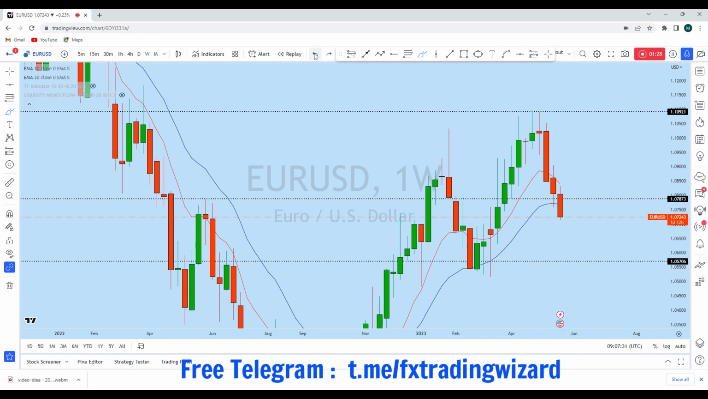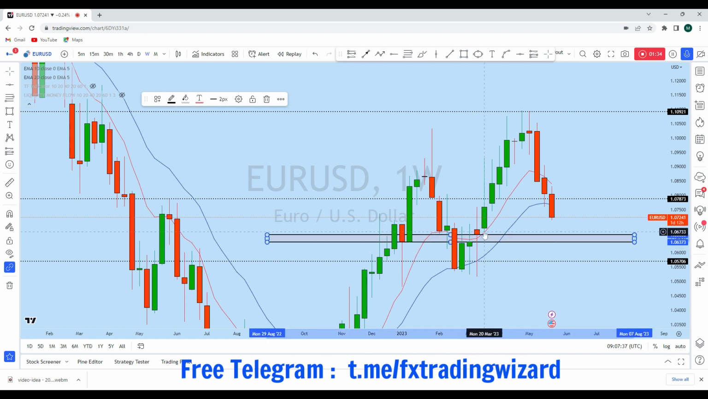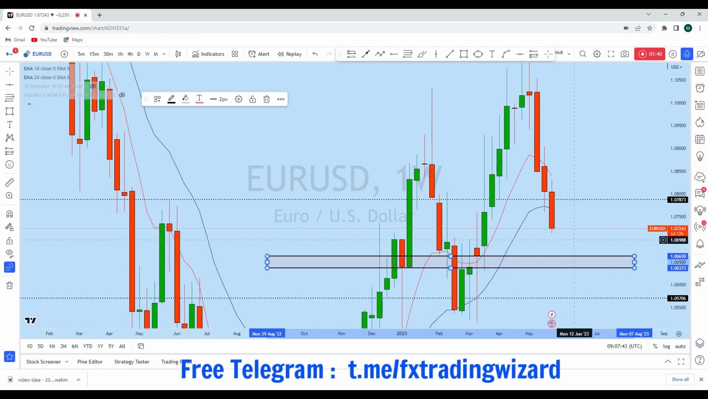With the drop, we can expect EUR/USD to come down at least to this liquidity zone where there are back to back two dojis. This is the previous liquidity zone, turning here as a support, and we can expect EUR/USD to come down and test this level.